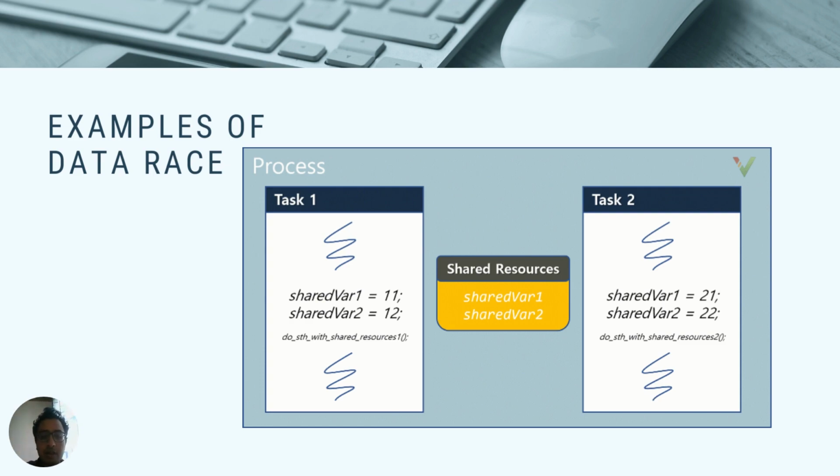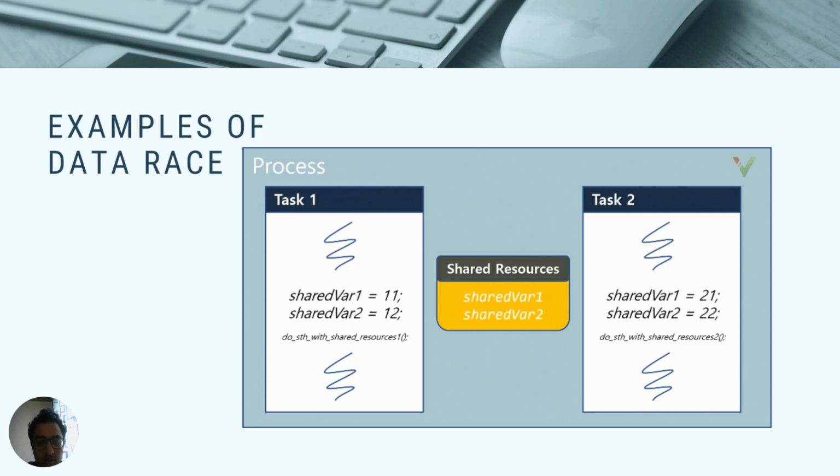Let us start with the simplest example of a data race. In the following diagram, I have shown that task 1 and task 2 write values to the shared resources, shared var1 and shared var2. The tasks later read the values of the shared resources through the functions. Let us begin with a simple situation that has no protection mechanism established in the operation.